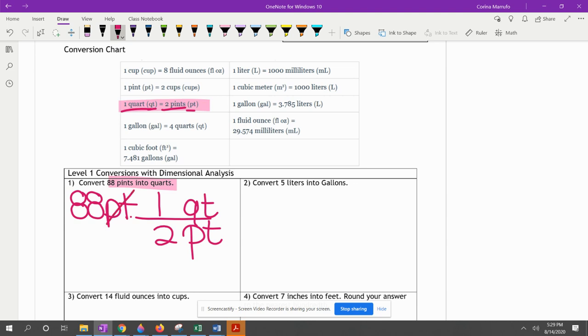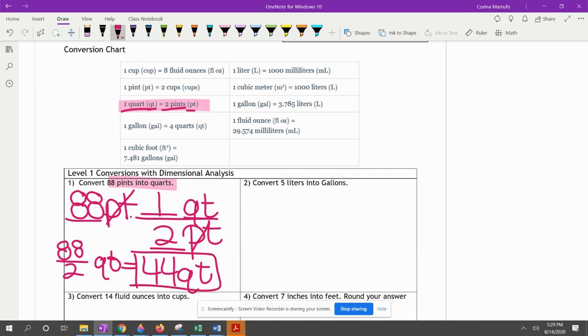So these pints cancel each other out because you have 1 on top and 1 on bottom, and all we're left with is the quarts. Okay, then we multiply the top. So 88 times 1 is 88, and then on the bottom we have here is a 2. So 88 divided by 2 gives us 44 quarts. That's it. So let's go ahead and try the next one.